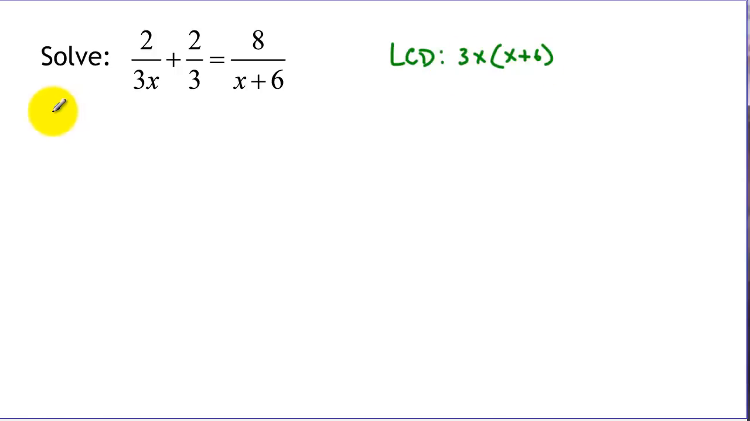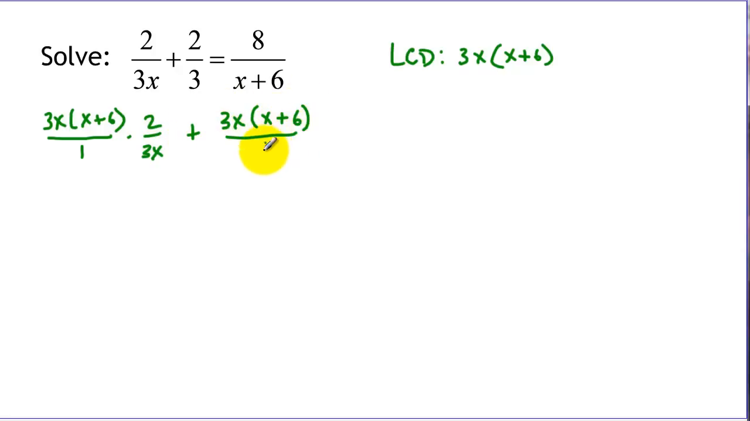Now we're going to multiply each term of our original problem by this LCD. And since we've got fractions, I'm going to put it over 1. So we've got to multiply it times that term. We've got to multiply it times this second term. And we have to multiply it also by the other side of the equation, and we would be multiplying by this LCD even if one of these terms was not a fraction.